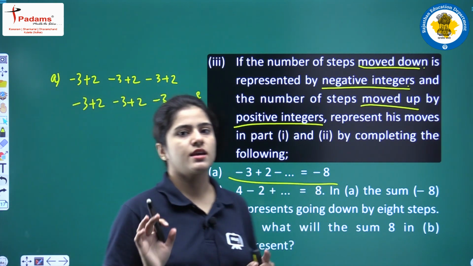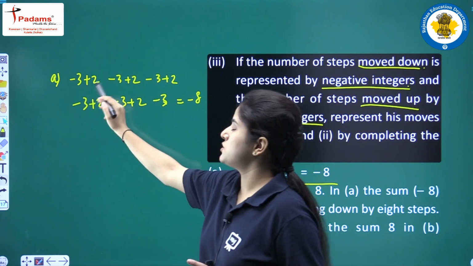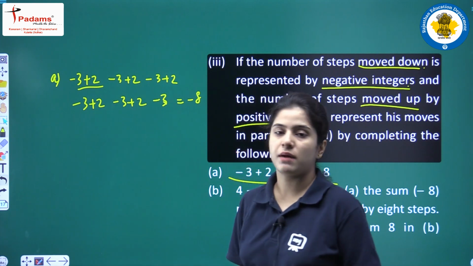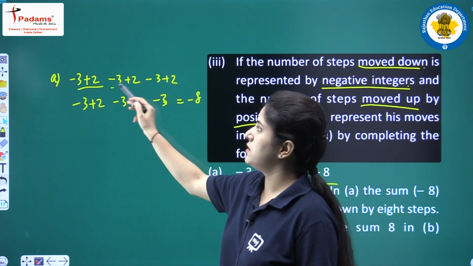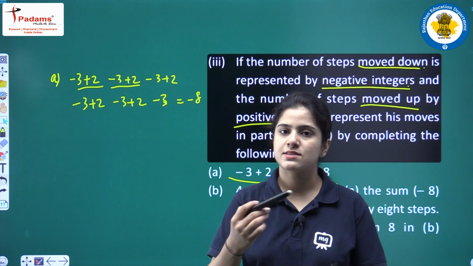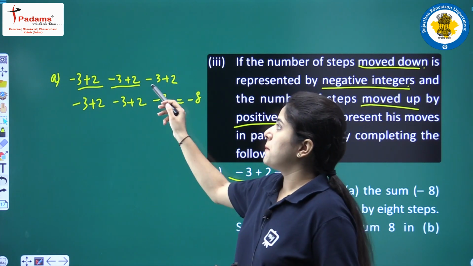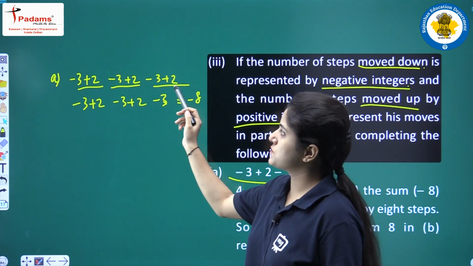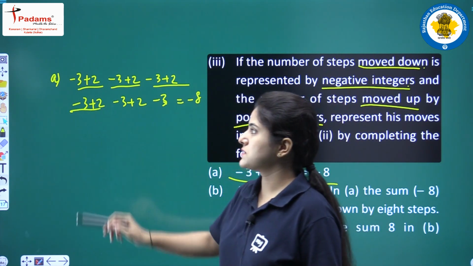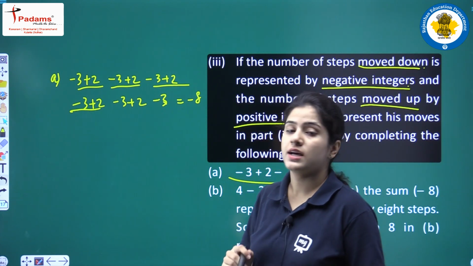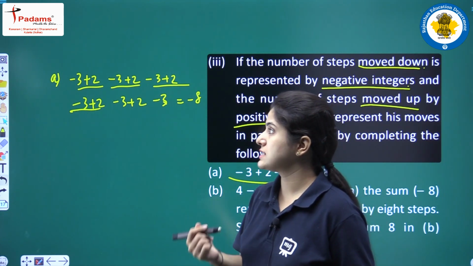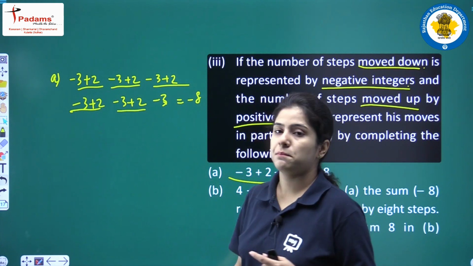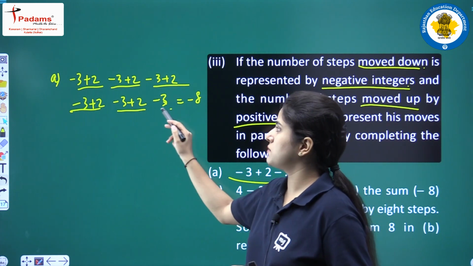So in 11 jumps he was jumping to this particular level, 1 2 3 4 5 6 7 8 9 10 11. So 3 plus 2, minus 3 plus 2 is equals to minus 1, minus 1 minus 3 is equals to minus 4, minus 4 plus 2 is equals to minus 2, minus 2 minus 3 is equals to minus 5, minus 5 plus 2 is equals to minus 3, minus 3 minus 3 is equals to minus 6, minus 6 plus 2 is equals to minus 4, minus 4 minus 3 is equals to minus 7, minus 7 plus 2 is equals to minus 5, and minus 5 minus 3 is equals to minus 8.